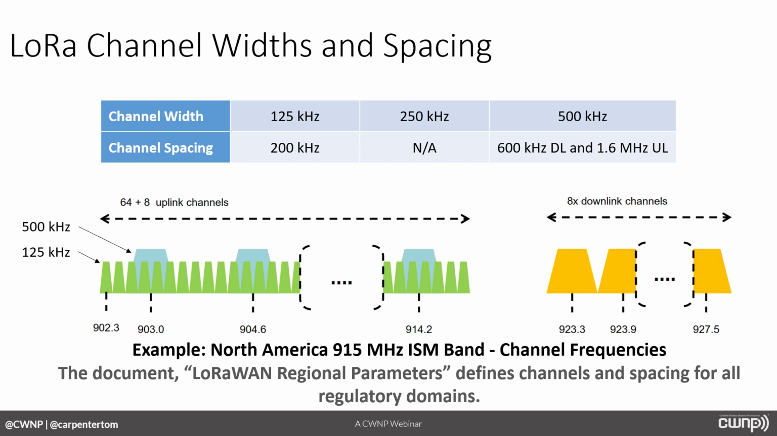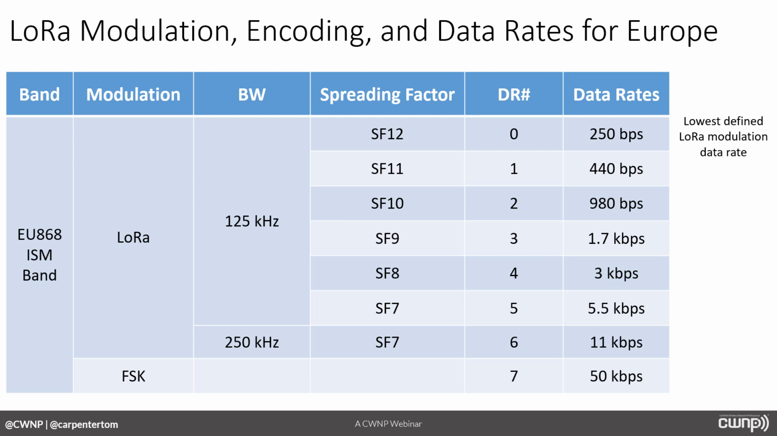It is important to know that the channel bandwidth does end up impacting the data rate. So let's take a look at that and you'll see what I mean. Here we have an example of data rates for Europe, and we'll look at one of the US in a moment. You can see the lowest LoRa modulation data rate is represented here with 250 bits per second. Notice that's not kilobits per second. That's literally 250 bits per second. We don't get up to kilobits per second until SF9 data rate 3, which is technically the fourth data rate, right? 1.7 kilobits per second.